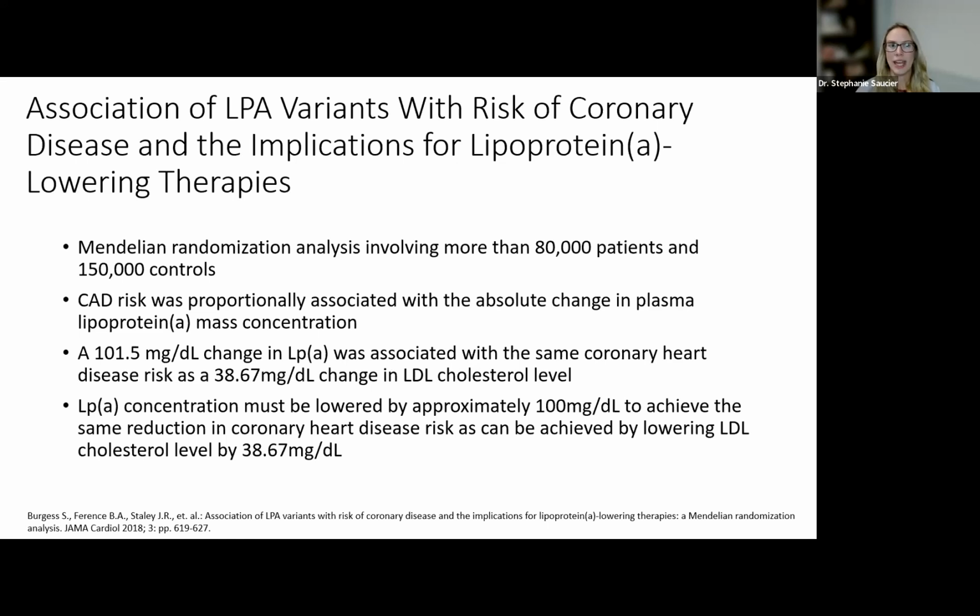What about the association of LPA variants with risk of coronary disease and the implications for Lp(a) lowering therapies? In a Mendelian randomization analysis that involved more than 80,000 patients and 150,000 controls, coronary artery disease risk was proportionally associated with the absolute change in plasma lipoprotein A mass concentration. A 101.5 milligrams per deciliter change in Lp(a) was associated with the same coronary heart disease risk as a 38 milligram per deciliter change in LDL cholesterol levels. So interestingly, the Lp(a) concentration must be lowered by approximately 100 milligrams per deciliter to achieve the same reduction in coronary heart disease risk that can be achieved by lowering LDL cholesterol by 38.6 milligrams per deciliter.